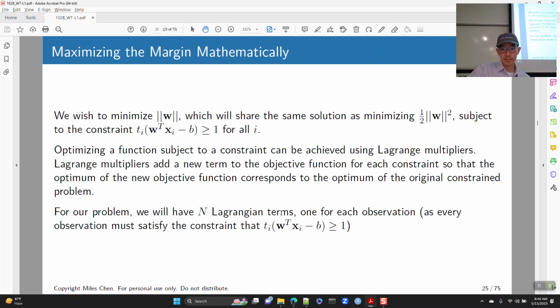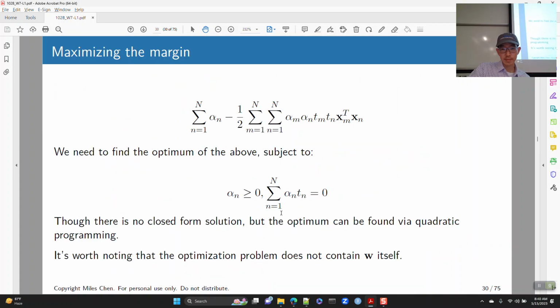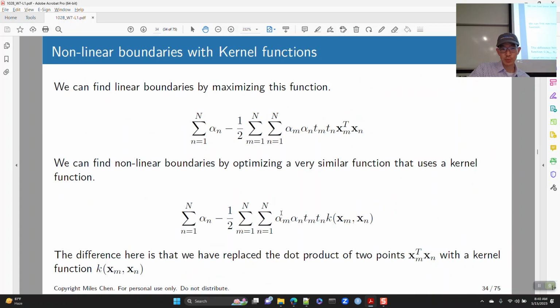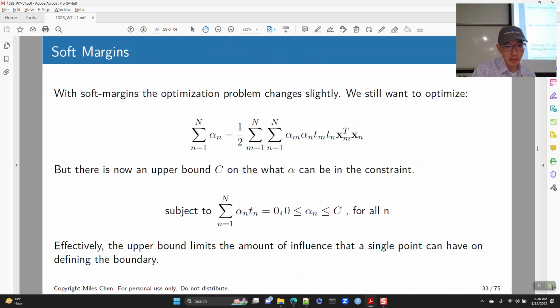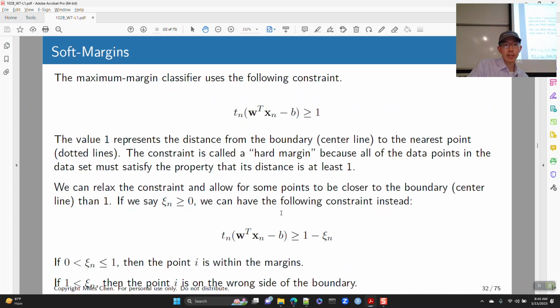All right. We can modify our constraint a tiny bit, all right? And we can say, you know what? We'll allow some points to be inside the boundary region, okay?